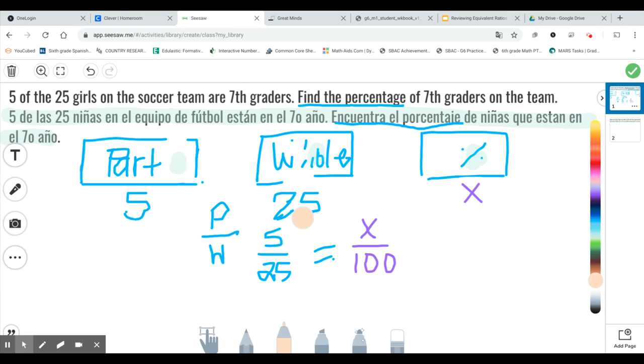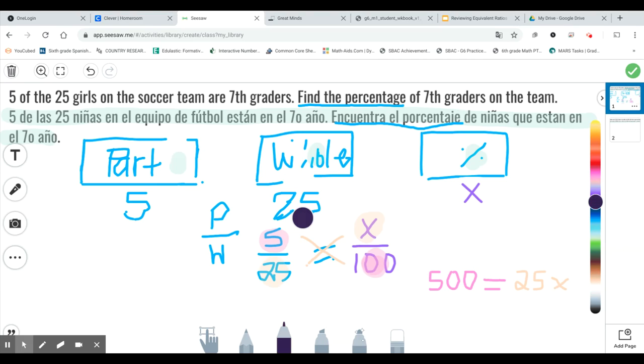Next, we can cross multiply. 5 times 100 gives me 500. Good. And I'm going to keep my equal sign. 25 times X is 25X.